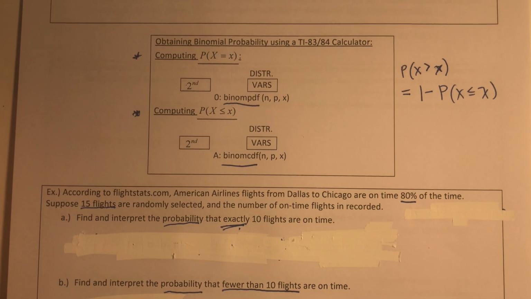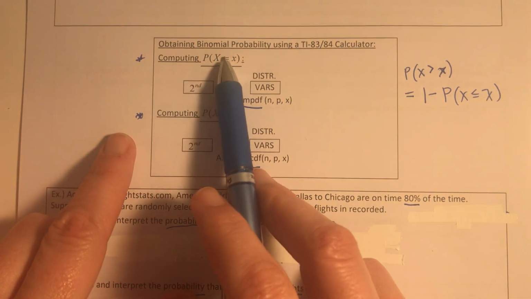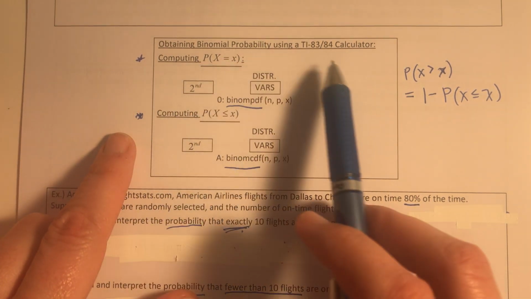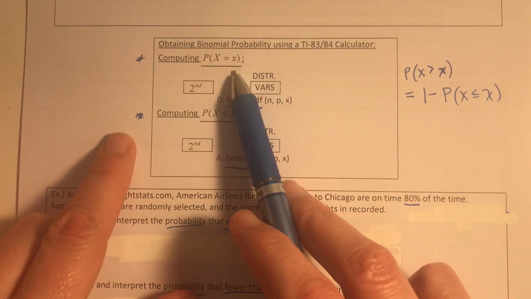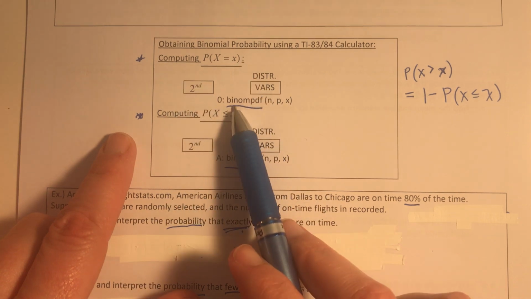Here in section 5.2 on page 7, the first thing is talking about how to use your calculator, obtaining a binomial probability distribution using a TI-83/84 calculator. First, to find the probability that x is equal to a value x, we are going to use binom PDF.